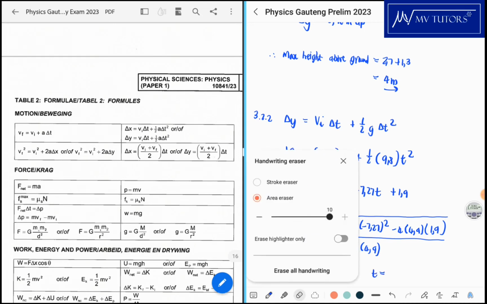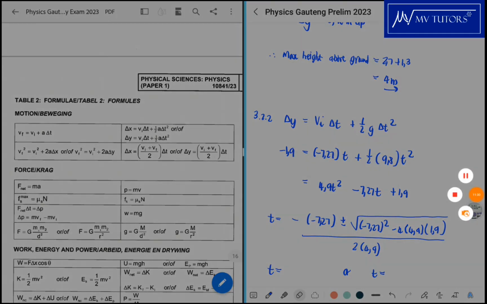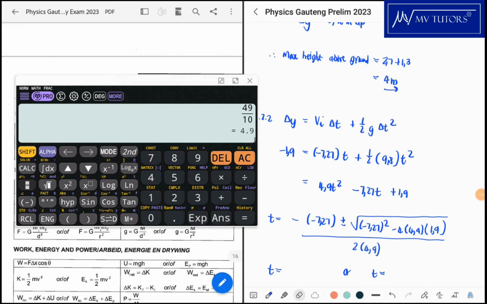Let me just remove my working out over here so that things look a little bit tidy. Oh, by the way, we're supposed to be doing this within 17 minutes. Where am I now? 11 minutes. Okay, we're still good for time.